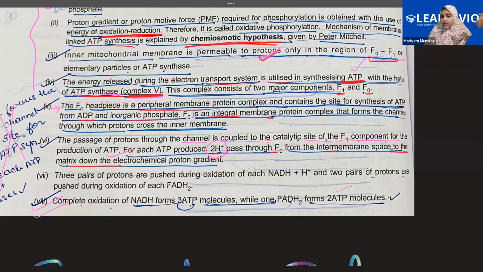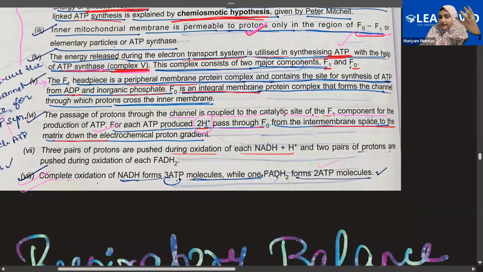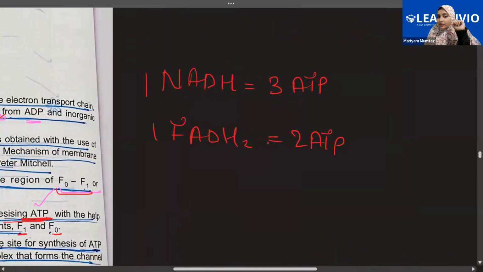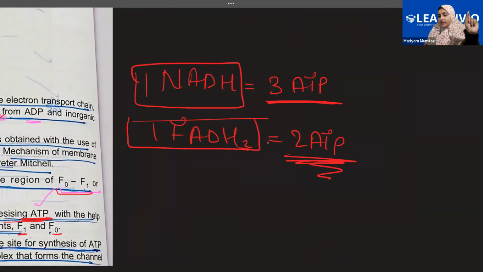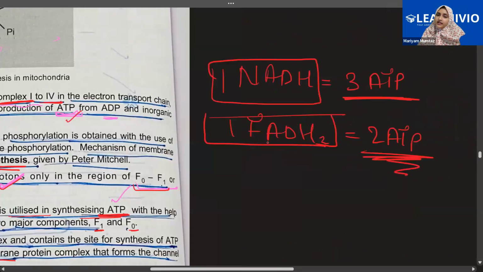3 pairs of electrons are pushed during oxidation of each NADH. And remember, NADH2 and FADH2 are also responsible for synthesizing ATP. So one molecule of NADH can synthesize 3 molecules of ATP, whereas one molecule of FADH2 can synthesize 2 molecules of ATP. Always remember this. So if 2 molecules of NADH are there, then 6 molecules of ATP are there. Just like that, they can ask you to calculate.